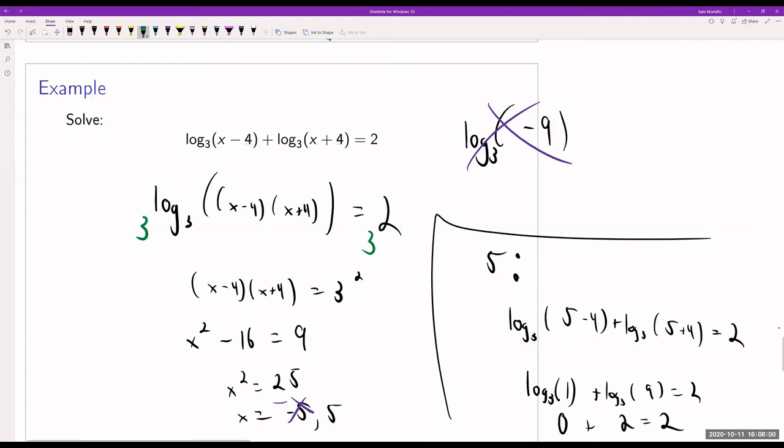And that looks great. When you're doing your checks, the biggest thing we're concerning ourselves with is things that we're not allowed to do. Most notably, in this case, logs of negative numbers. This is the most important thing that you are looking out for, and make sure that this is what you are trying to avoid.